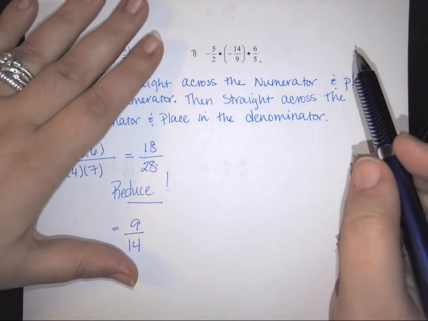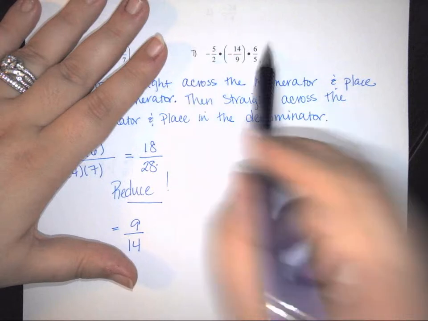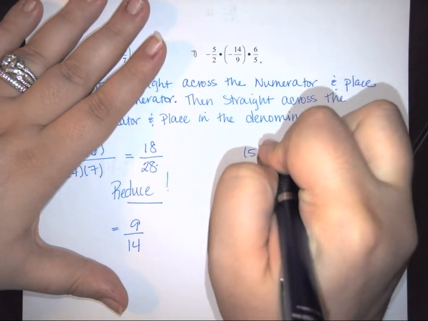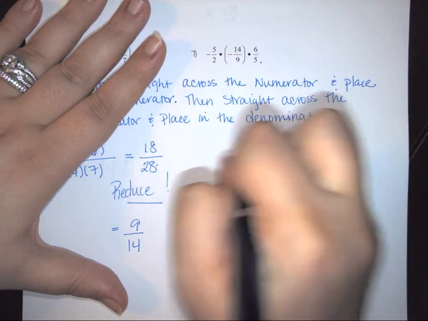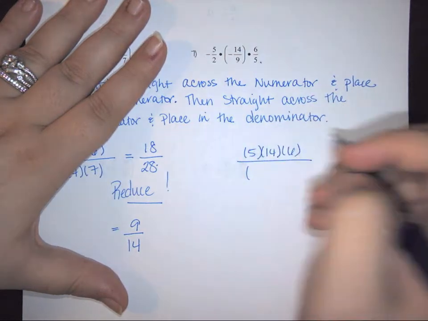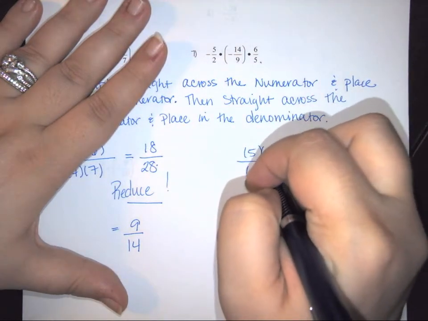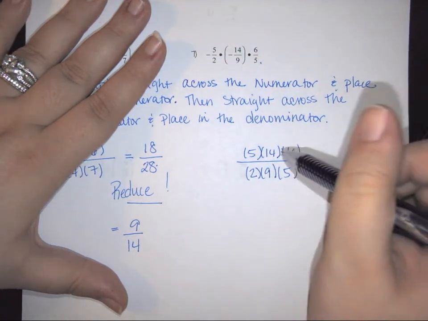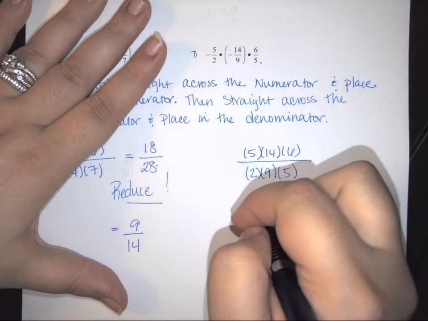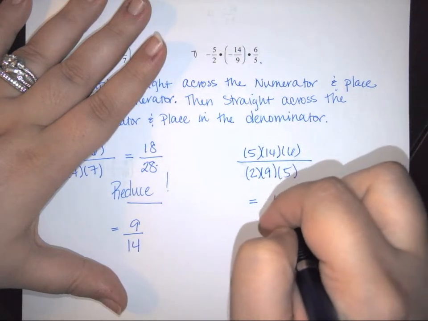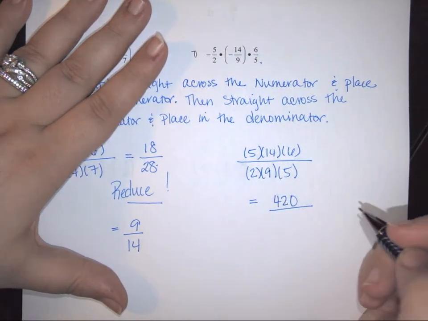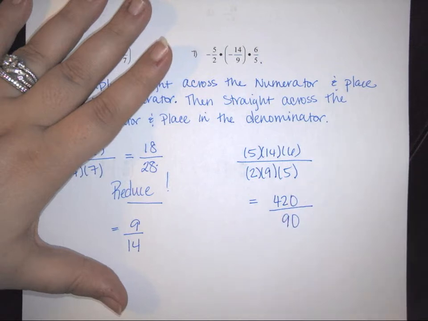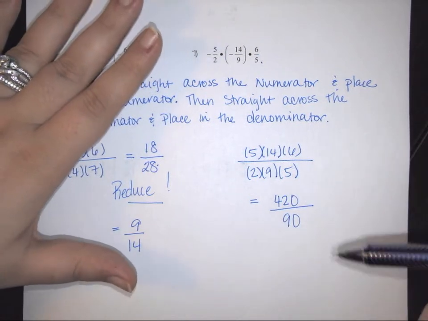So to do that, again, straight across the numerator. So this is going to be 5 times 14 times 6. And straight across the denominator, which is 2 times 9 times 5. Well, 5 times 14 times 6 is going to give you 420. 2 times 9 times 5 is going to give you 90. And then we need to reduce.